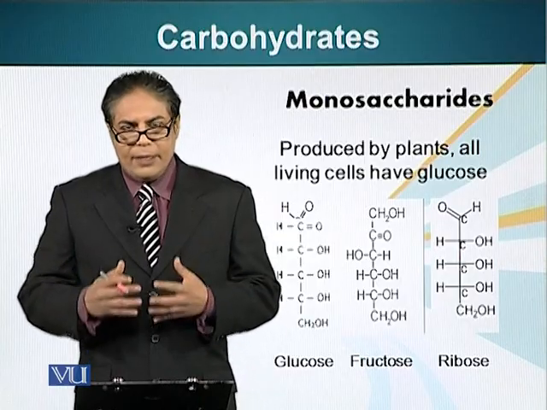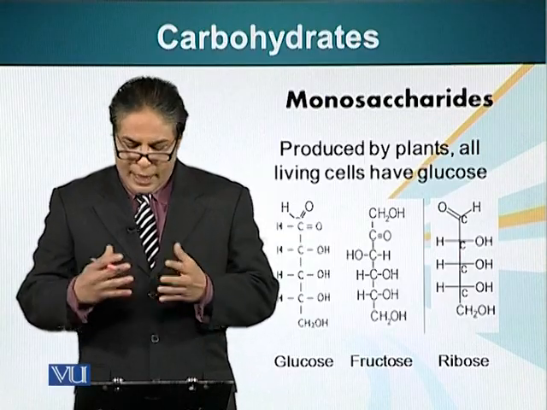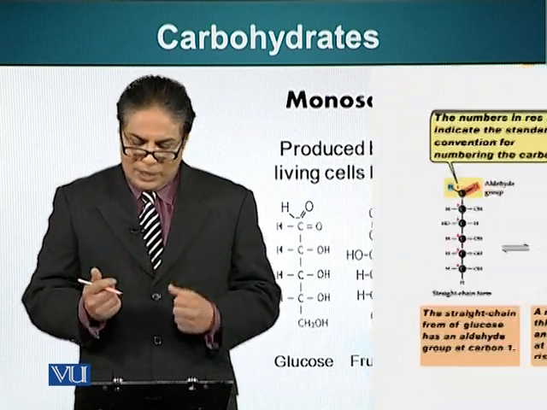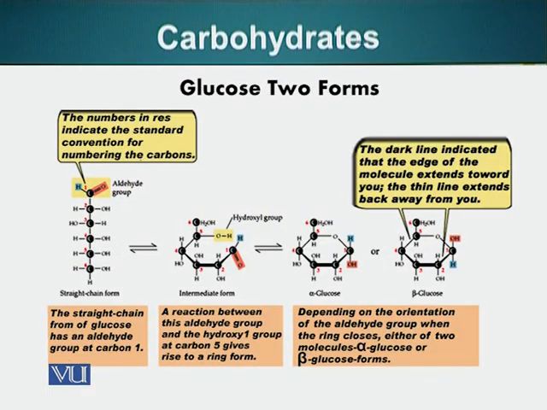However, in the cell, these molecules can become circular, and they exist predominantly in a circular form. We'll look at that too. Glucose, for example, can exist in 2 forms, the linear form, which I showed you earlier, and a circular form. When the glucose molecule becomes circular, it has 2 choices. Either it can adopt an alpha configuration or a beta configuration, depending upon the orientation of the aldehyde group when the ring closes. You will see the difference between these 2 molecules.